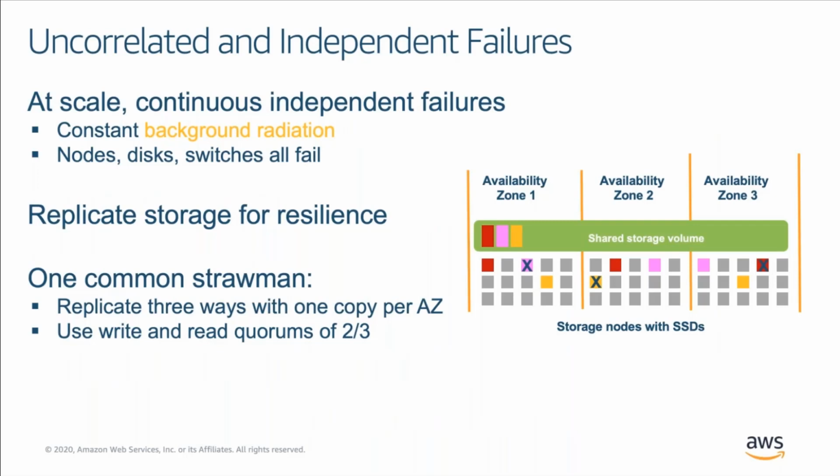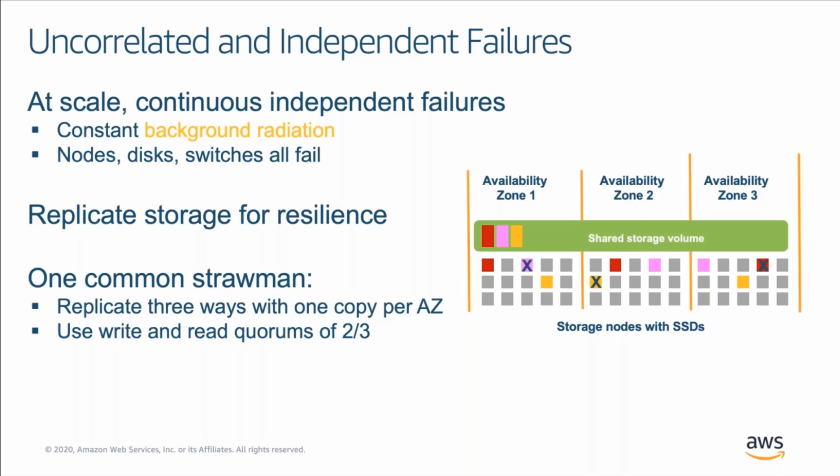So how do we build Aurora for high availability and high durability? Well, in the cloud, when you're operating infrastructure at scale, you're going to have continuous independent failures. You can think of that sort of like constant background radiation. Things are failing, nodes are failing, switches are failing, etc. And the only way you can get resiliency and high availability is by replicating storage.